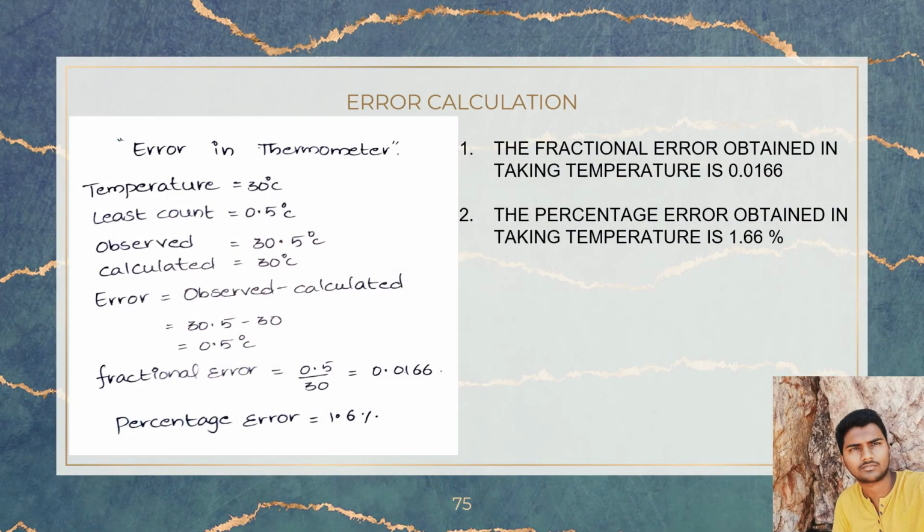Let's find the error obtained in taking temperature. The observed temperature is 30.5 degrees Celsius and the calculated is 30 degrees Celsius. Error can be obtained by subtracting them both, which is 0.5 degrees Celsius, and the fractional error can be obtained by dividing the error with the calculated temperature, that is 0.0166, and the percentage error is 1.6%.